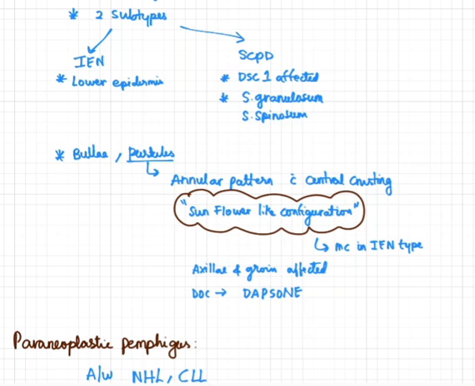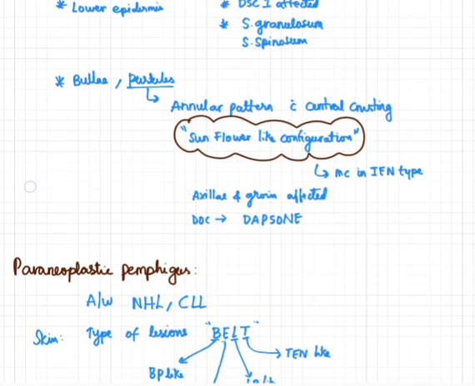arranged in an annular pattern, and there can be a central healing lesion that has crust, and this gives a sunflower-like configuration, and it is most commonly seen in the intraepidermal neutrophilic type of IgA pemphigus. The axilla and groin are commonly affected, and this is also a dapsone-responsive pemphigus.